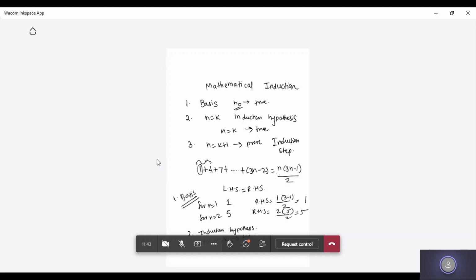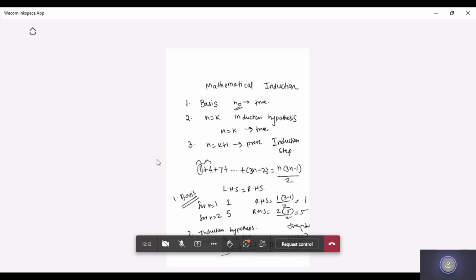We are saying it is true. So it would be 1 plus 4 plus 7 plus ... plus 3k minus 2 is equal to k(3k minus 1) divided by 2. And this we are saying as true, right? So this is a very important equation that we have got. Okay, so the second step we have done with the induction hypothesis.